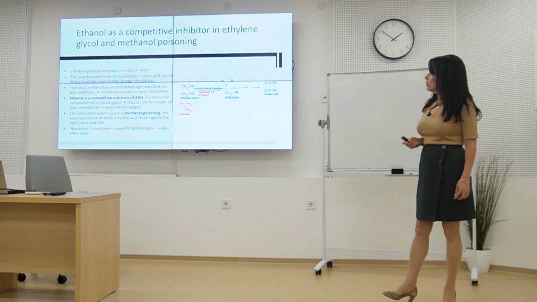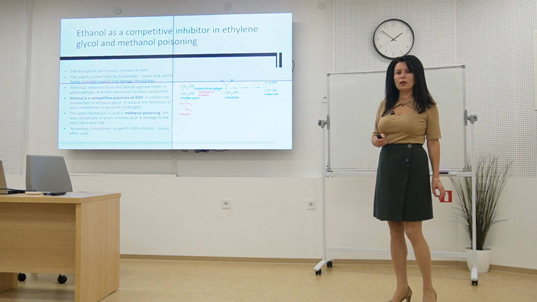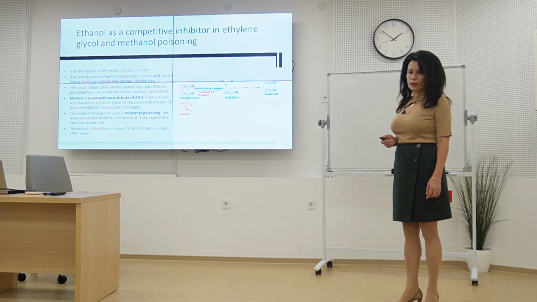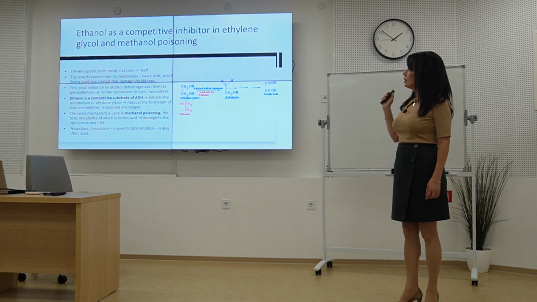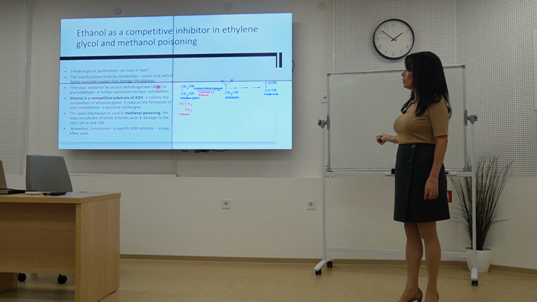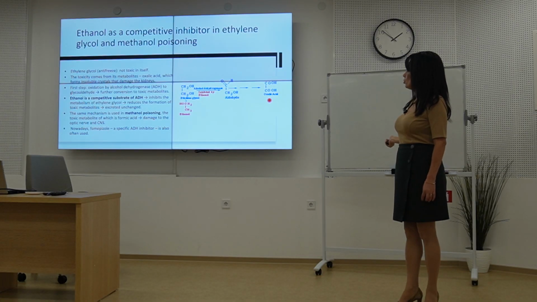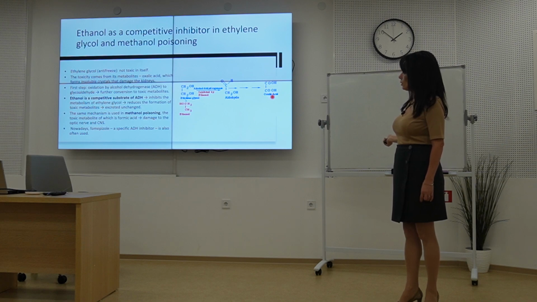Another example is ethanol, used in some poisonings. For example, ethylene glycol is a component of antifreeze. Actually, the ethylene glycol itself is not toxic. The toxic product is oxalic acid, which damages the kidneys and leads to formation of insoluble crystals.